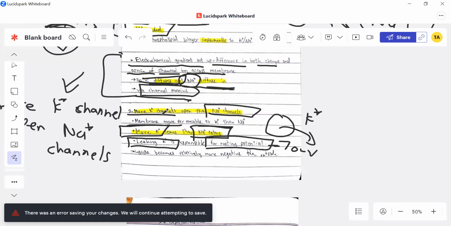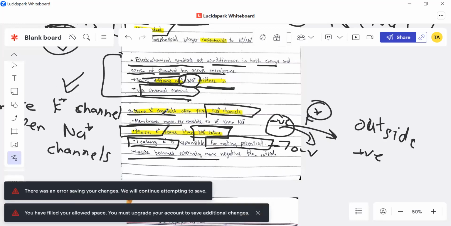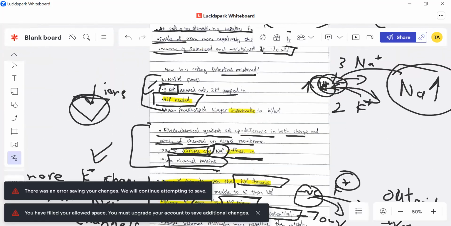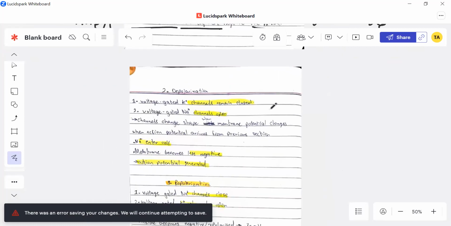Why does this happen? Because more positively charged ions are leaving the cell. So when more positive ions are leaving the cell, the outside becomes more positive and the inside becomes more negative, so the negative 70 millivolts. And because of this, your inside becomes relatively more negative than the outside. This is how resting potential is maintained.